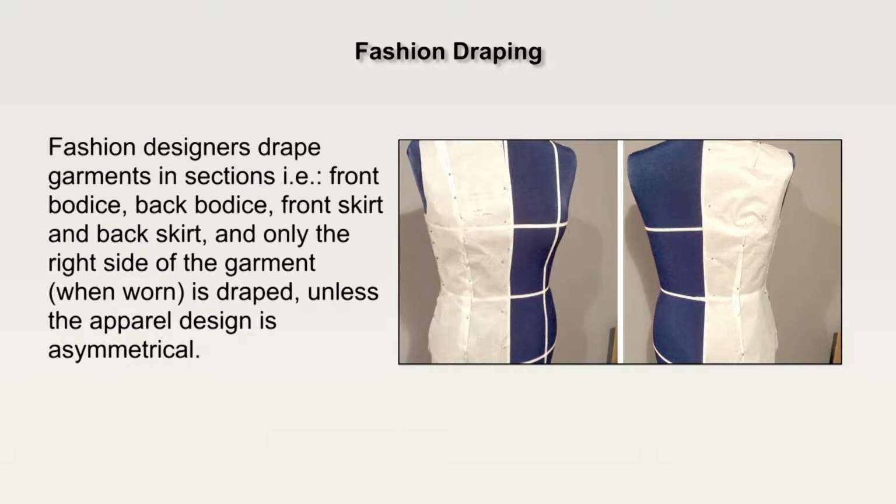Fashion designers drape garments in sections, that is, the front bodice, back bodice, front skirt, and back skirt, etc., and only one side of the garment is draped unless the apparel design is asymmetrical.